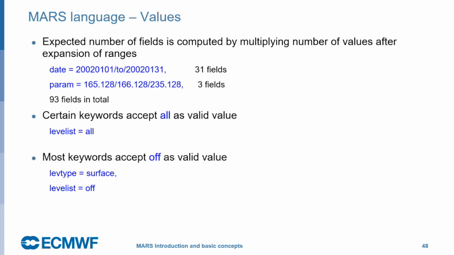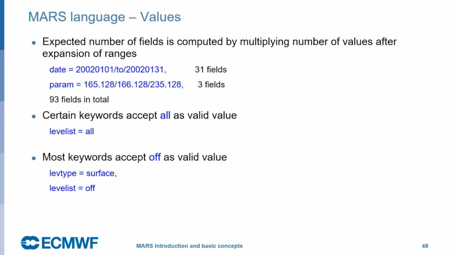So what Mars does when you submit a request, it calculates the number of fields you requested. So basically, if you have a 31 days forecast for an entire month, that's 31 fields, and then you have three parameters. It's in total 93 fields, and Mars will check when your request is done whether you have all 93 fields in your target file. If not, you will get the error message. And then you will need to check for some variables.